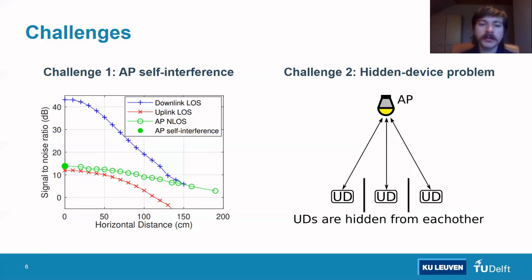The second challenge occurs on the uplink. Because of the low transmission power of the user devices, they cannot detect each other's transmissions. This means that the user devices are hidden from each other, and this challenge will need to be addressed at the uplink MAC protocol.